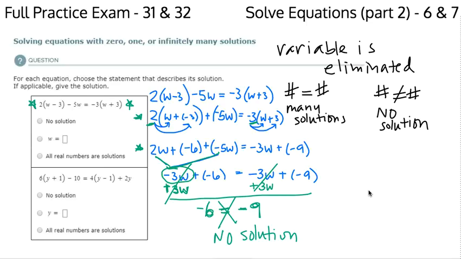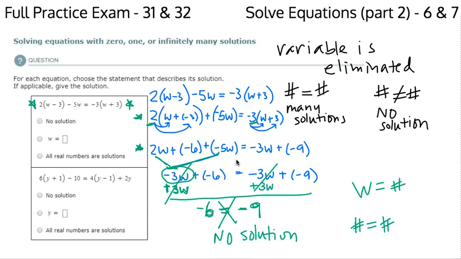If after solving the equation I got w equals a number, that's when I would have filled in this section. If I had gotten a number equaling itself, so in this case, if I had gotten -6 equals -6, then it would be all real numbers. Okay, so depending on how your answer looks, is how you'll choose this.